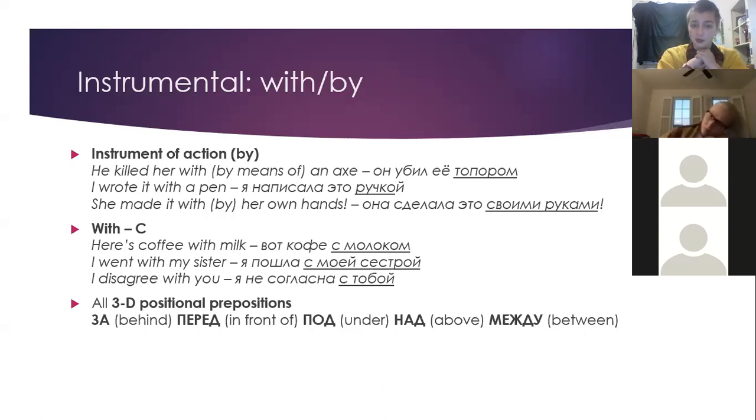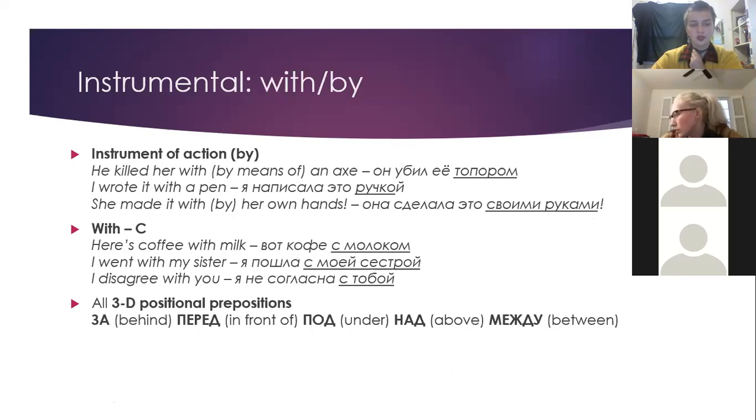Он убил ее топором. Note that when it's an instrument, you do not need a with. Он убил ее с топором would be incorrect. No с. Он убил ее by what? Топором. I wrote it with a pen. Я написала это ручкой. No с, just ручкой. Она сделала это своими руками. She made it by her own hands. So this is literally in the name, instrument.